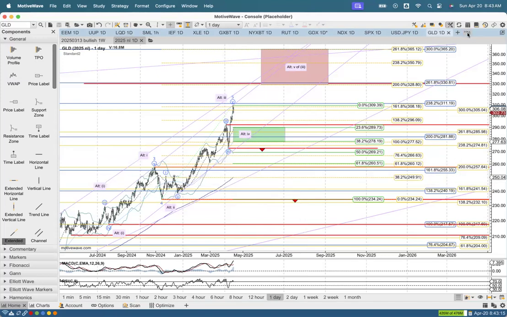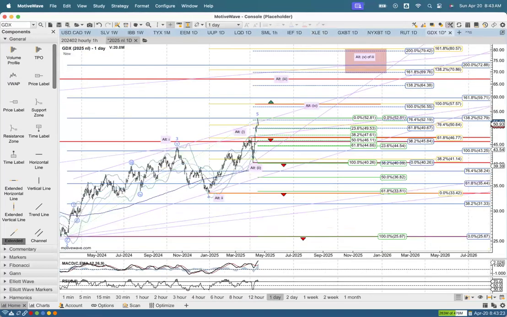Okay, moving on to GDX. GDX is similar in terms of action off of the top and failed reversal in April. It's similar to gold. In terms of its potential, it actually has a higher potential to the upside if the bullish scenario unfolds. So now let's look at the levels that matter and the potential paths.